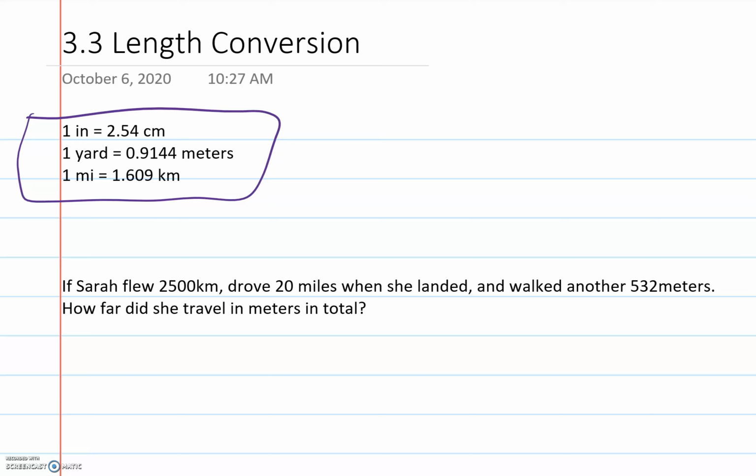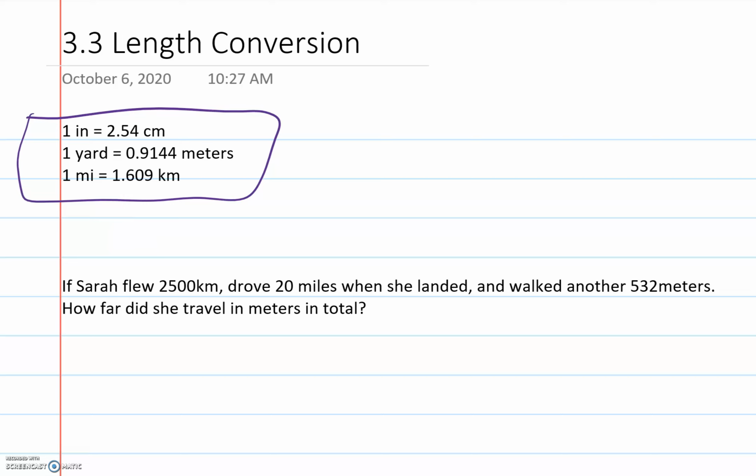1 inch is 2.54 centimeters, 1 yard is 0.9144 meters, and 1 mile is 1.609 kilometers. Your formula sheet will have that on there, and it might be slightly different. Like for miles, I believe it's rounded up to 1.61 on the formula sheet, but regardless, it doesn't really make much of a difference. The point is the same.